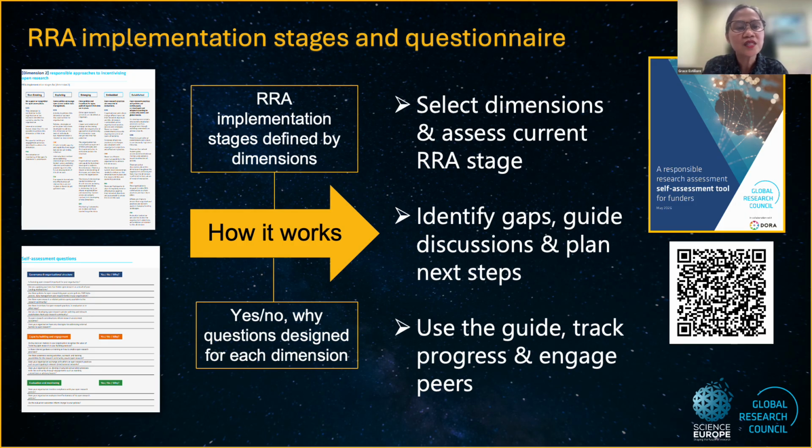So the tool uses a set of simple yes or no questions with a why component designed for each dimension. So these questions prompt structured reflections across governance, capacity building, and monitoring. So in practice, organizations first select the dimensions most relevant to them and assess their current RRA stage. So this helps identify gaps, guide internal discussions, and support planning of the next steps that are realistic and context specific.